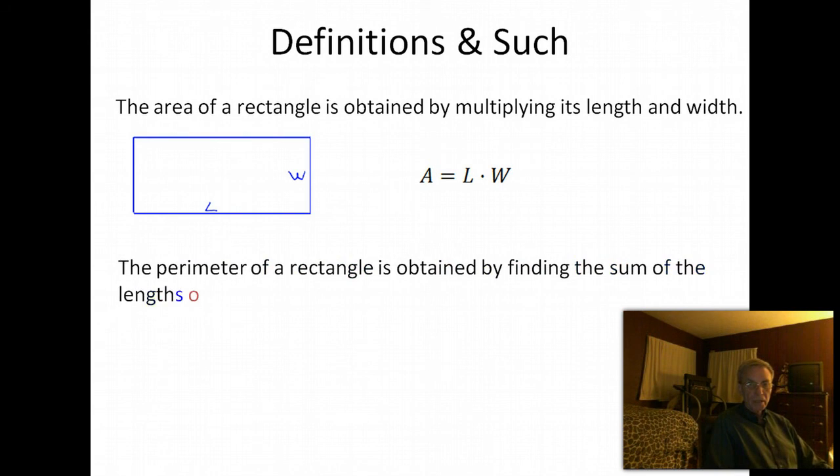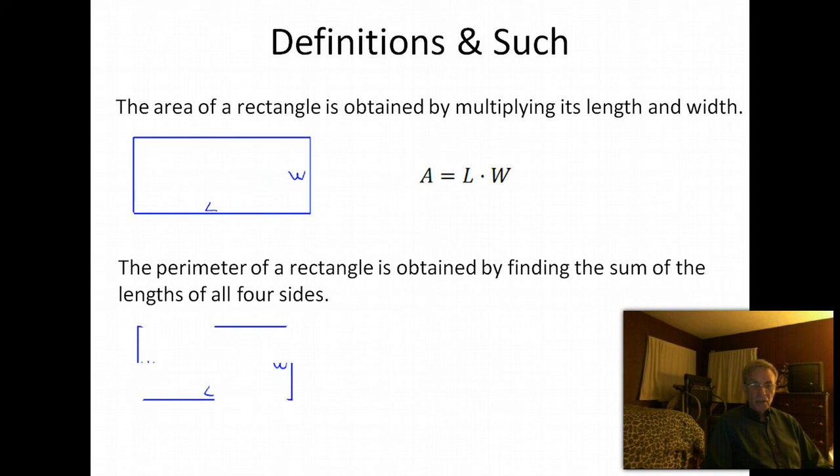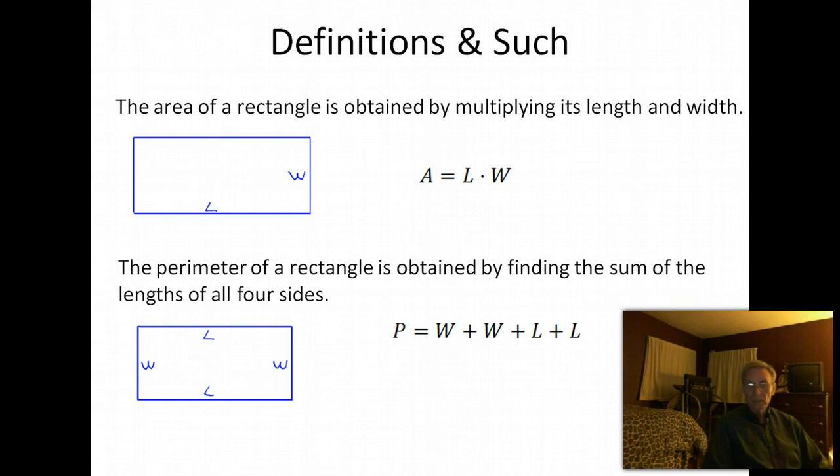The perimeter of a rectangle, like any other polygon, you find by finding the sum of the lengths of all the sides. In this case, with a rectangle, you have four sides, so you need to add four numbers together. Given this rectangle, notice that you have two sides with length W and two sides with length L. So the perimeter is going to equal W plus W plus L plus L. You can simplify this by combining like terms, so P is equal to 2 times W plus 2 times L.